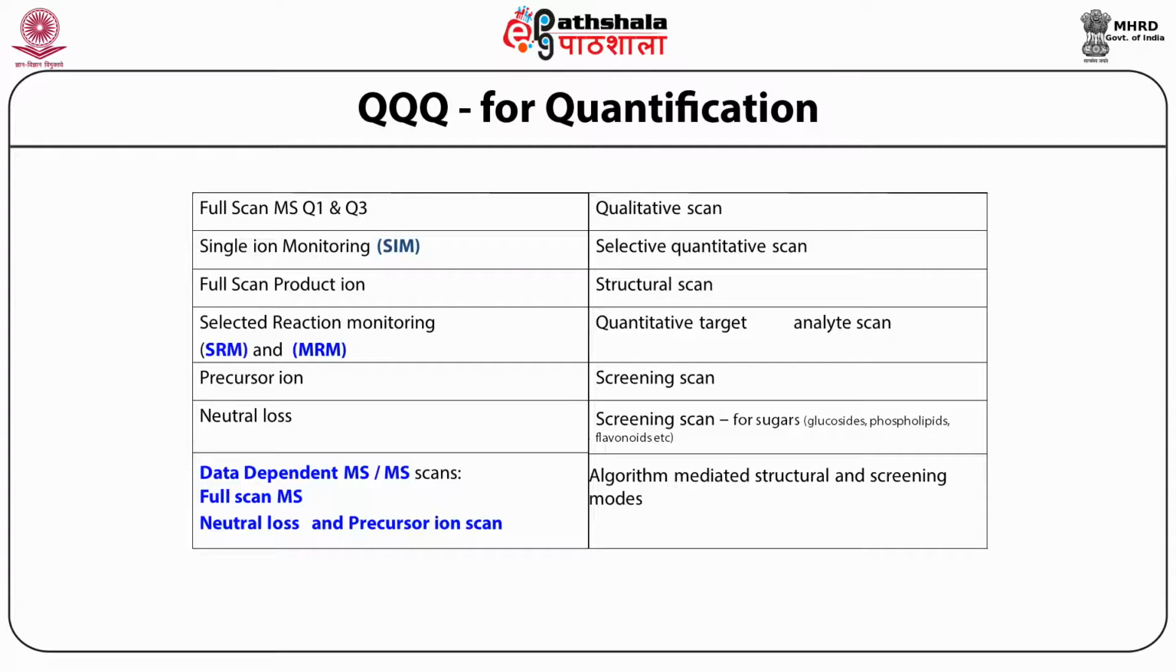Data dependent MS/MS scans or full scan MS scans, neutral loss, precursor, all this together is put up and an algorithm is made, and these algorithms are selectively used for finding out information about data. It is a very intelligent way of doing structural elucidation or trying to find out an unknown compound when this algorithm is used to analyze compounds.